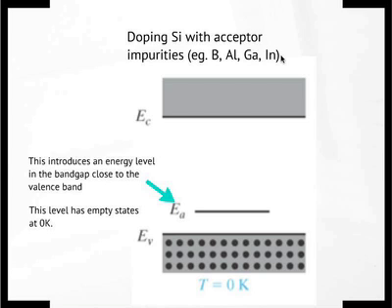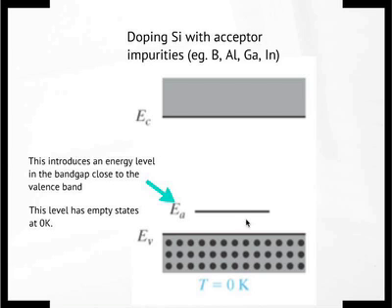Of course, they bond with the 3 neighboring silicon atoms, and you have 1 extra bond with another 4th neighboring silicon atom which is not fully filled. That not fully filled bond has a hole, basically. There's no electron there. That's the physical picture again. In the energy diagram, it's again very simple. The acceptor introduces an energy level in the band gap close to the valence band, the bottom here, and it's empty at 0 Kelvin.